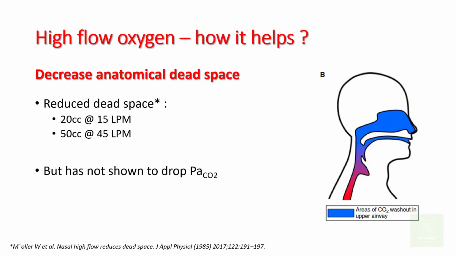High flow oxygen is also very useful in decreasing the anatomical dead space. If you give pretty high flows, you are able to create 100% FiO2, and it can wash out all the CO2 in the upper nasal, oropharynx and oral area, and when you breathe in, you don't rebreathe CO2 from this area. At 15 liters per minute, you can reduce the dead space by 20 cc's. However, at 45 liters per minute of nasal flow, your dead space can be reduced by 50 cc's. Normal dead space is around 150 cc's. However, this still has not been shown to improve the PaCO2 in your patients.